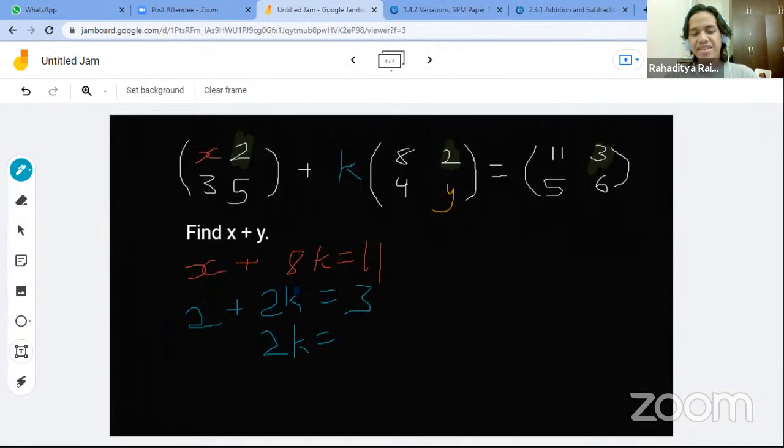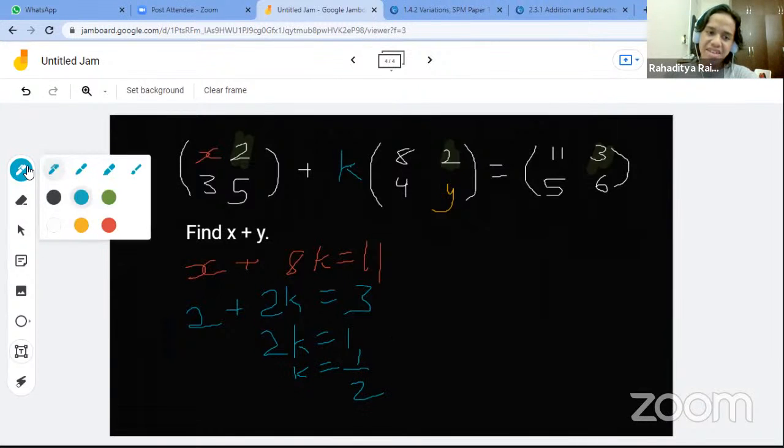Since k is only one, in this case, you only see one unknown, as compared to this one, which has two unknowns. So basically, the first step you should take in any matrix question, or generally even any math question at all, is to find a way you can get it to be only one unknown. So yes, 2k is equal to 1, and k is equal to 1 over 2. And now you already have the value of k. So now how can you find x?